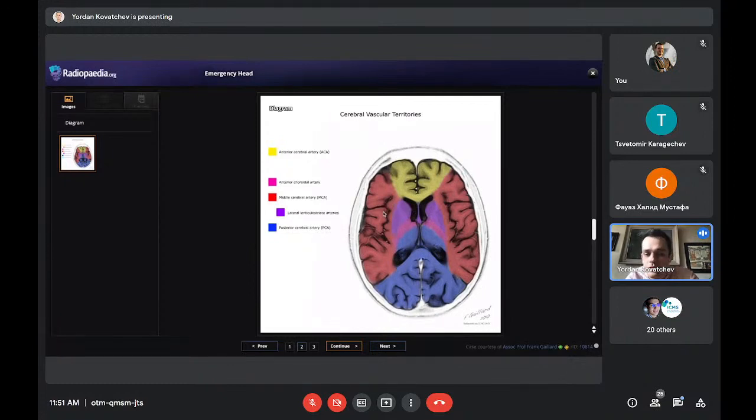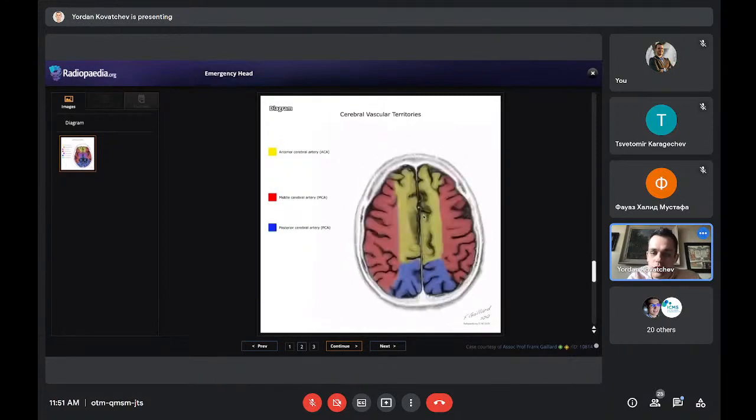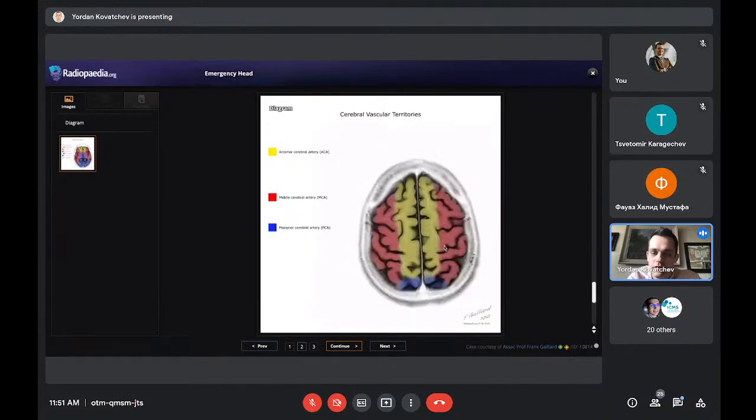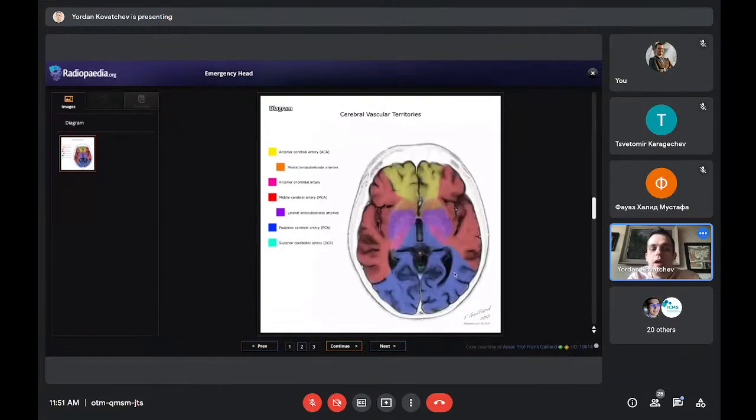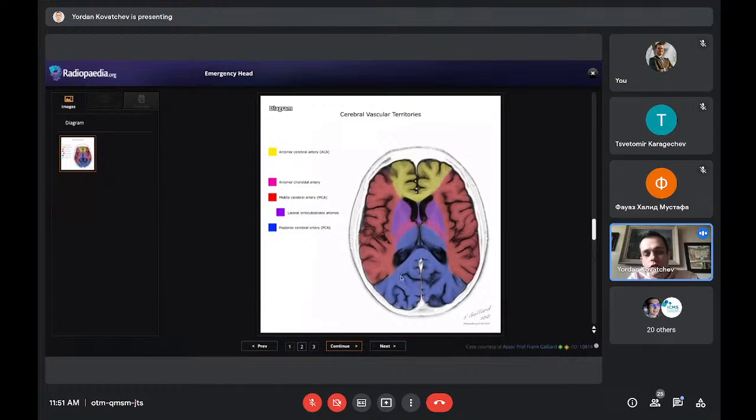I'm talking about the MCA because really most of the cases are with thrombosis of the middle cerebral artery. Of course, any artery in the brain can thrombose. We often see this in the ACA, the anterior cerebral artery, and the PCA. But what's really important is to understand that when you see some change here, it won't cross the margin between the vascular territories.